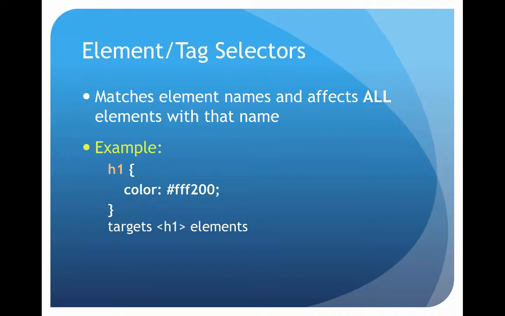So the H1s, that is our element or tag selector. It could be a P, it could be a table, it could be nav, it could be main, it could be header. Any of those things that already exist within HTML are element selectors. And notice how they are created. They are simply the content of the element or tag in our HTML without the angled brackets.